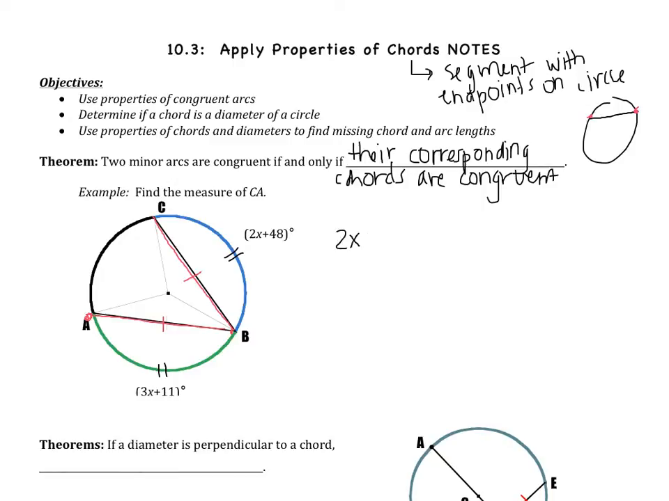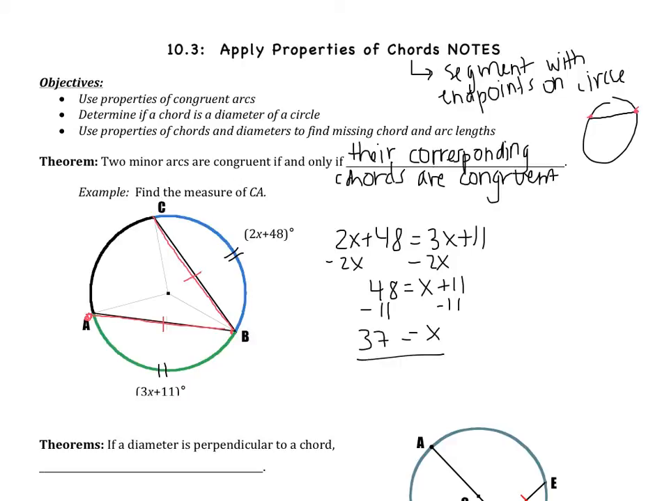I have 2x add 48 is equal to 3x add 11. I'm going to subtract 2x from both sides. So I have 48 equals x add 11. Subtracting 11 from both sides, I get x equals 37. But that's not what the question asked. The question specifically asks for the measure of CA. So it's really asking for this arc right here.